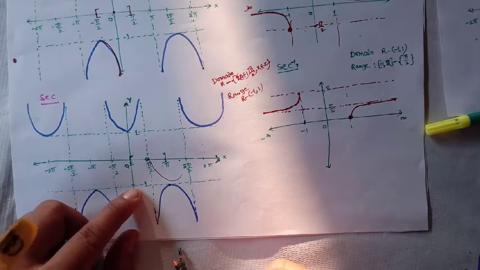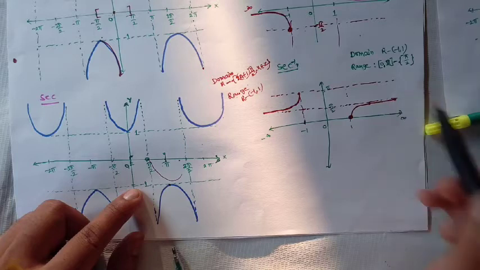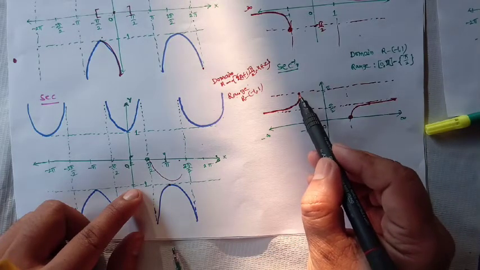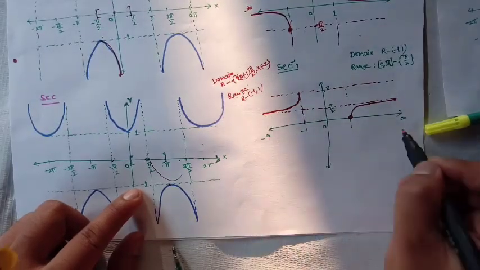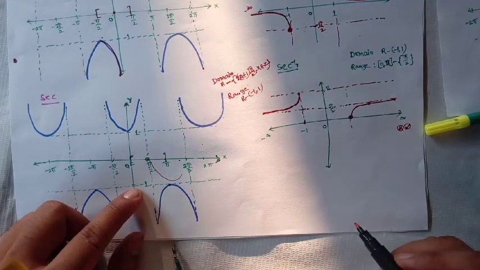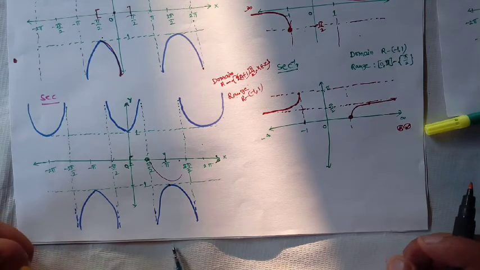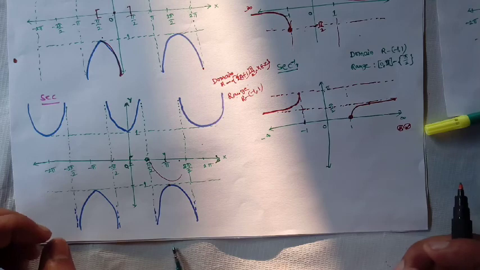So please try to understand those things. At 1 we are moving to infinity, at minus 1 it is pi, and on the next side it is reaching minus infinity. So these are the graphs of the sine, cos, tan, cot, cosecant, secant inverses.